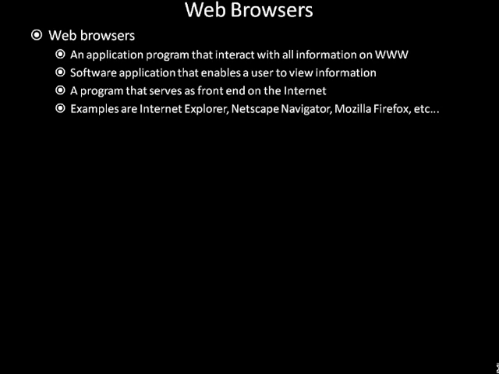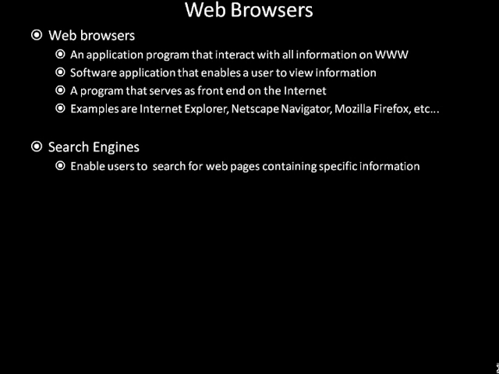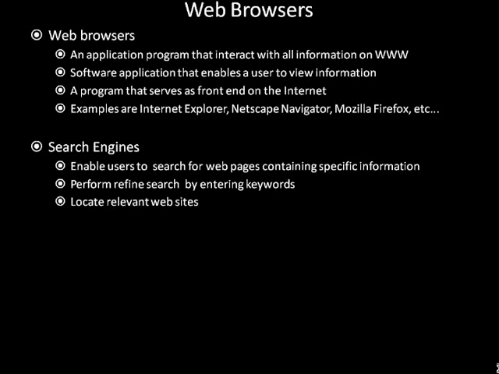A special kind of website exists to enable users to look for information. Such websites are known as search engines. Search engines enable Internet users to search for web pages containing specific information. They also have the option of refining the search by putting conditions or specified keywords, and return a list of the documents where the keywords were found. Search engines can locate relevant websites when users enter search terms or phrases.